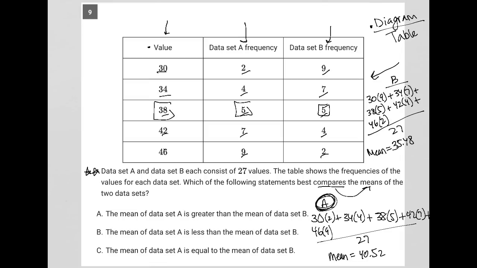So the answer choice here says the mean of data set A is greater than the mean of data set B. Choice A, that is absolutely correct.